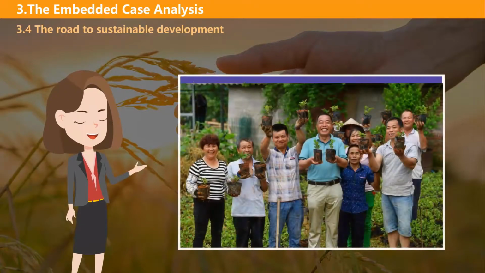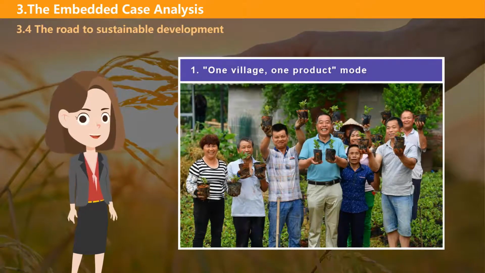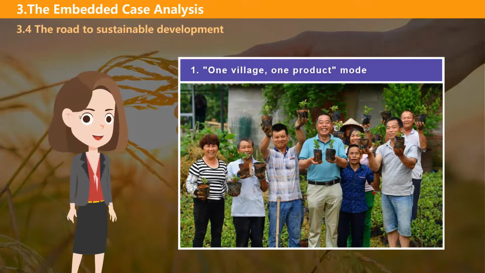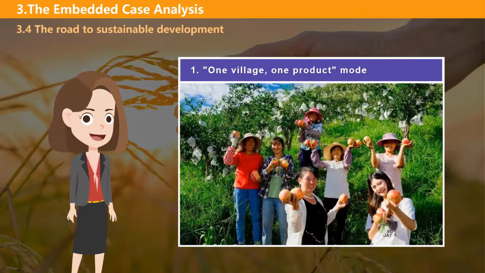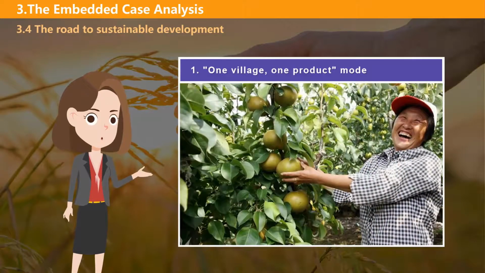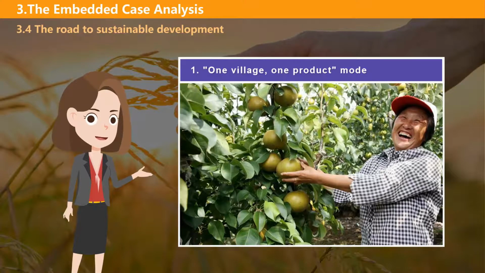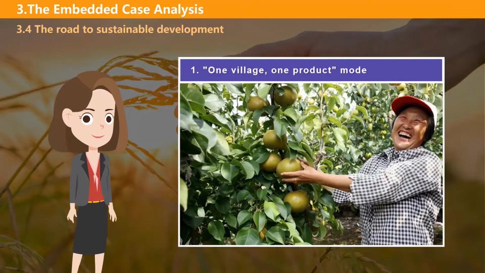1. One village, one product mode. Agricultural products, one village, one product means that, according to the resource endowment and characteristics of agriculture in a certain region, for example in a village, town, or even a county, many rural families grow the same agricultural products, so that these regions with superior resources will gradually become the concentrated production areas of these agricultural products.